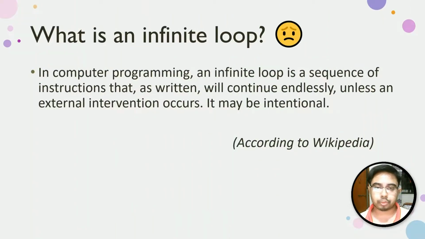Now, if we search through the internet for a decent definition, we get a lot of definitions, but among all of those, I actually like this definition from Wikipedia. Although it might seem difficult to grasp, don't worry, whenever we go into the code section, we will understand how this actually works. So according to Wikipedia, in computer programming, an infinite loop is a sequence of instructions that, as written, will continue endlessly unless an external intervention occurs.